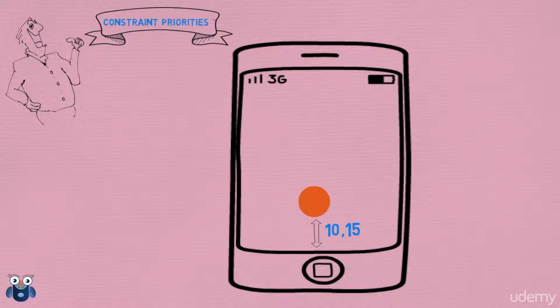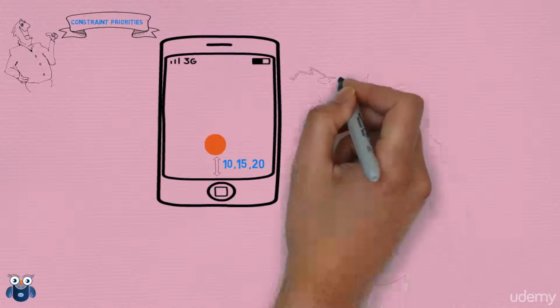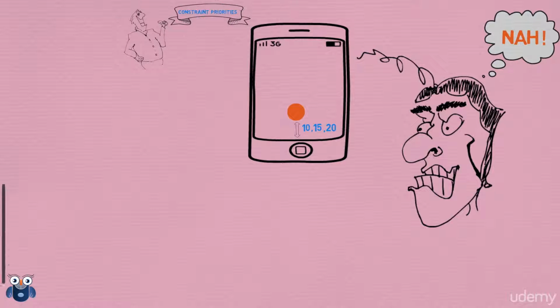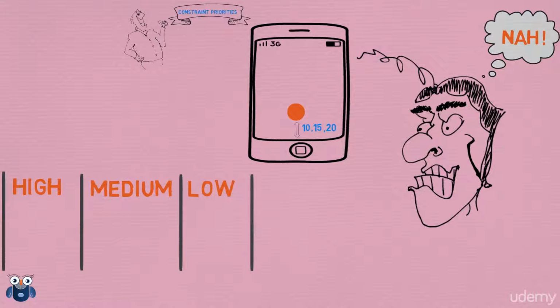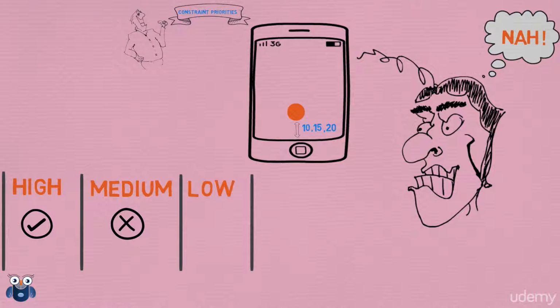And to confound things a bit more, I set a third constraint similar in nature with a vertical distance of 20. Now this does not make sense since all three constraints cannot be satisfied simultaneously. But what if we could assign priorities to each of these constraints, say high, medium and low? In this case, the high priority will kick in and not the other two.